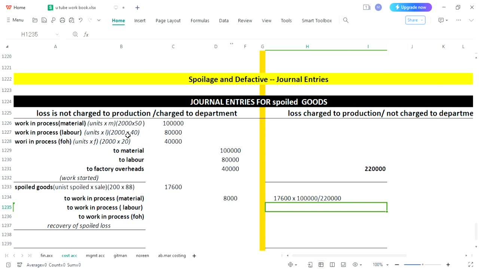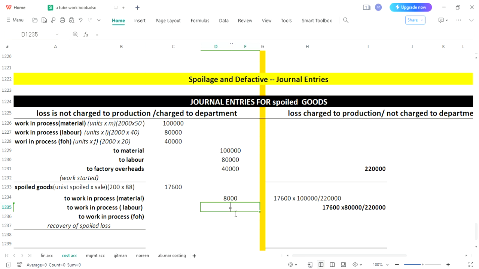First of all, 17,600, the total amount. Then you need to multiply it with individual total of labor, which is 80,000, and then you will divide it by sum of these three, material, labor, FOH, which was 220,000. So you will write like this. Statement is completed. You can now calculate over here. It's just a repetition.